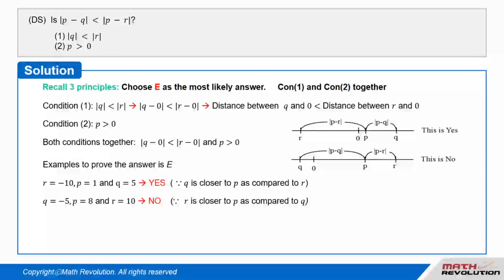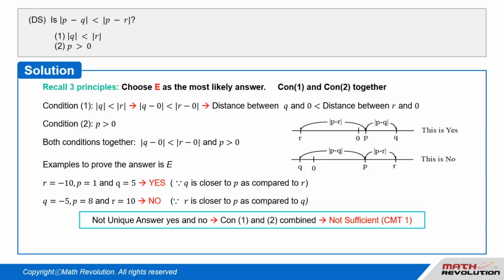Here are some numerical examples to prove the answer is E. If r equals -10, p equals 1, and q equals 5, the answer will be yes, as q is closer to p as compared to r. If q equals -5, p equals 8, and r equals 10, the answer will be no, as r is closer to p as compared to q.